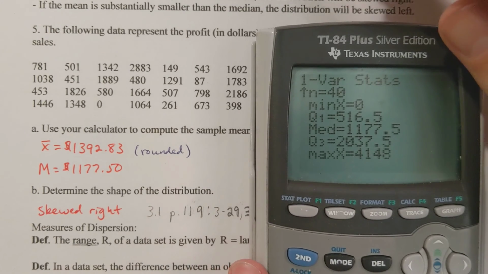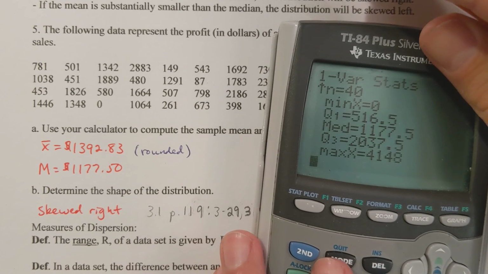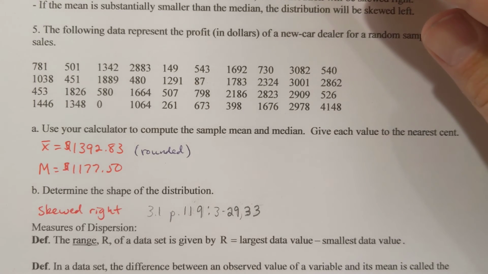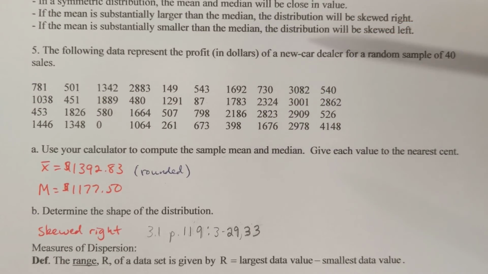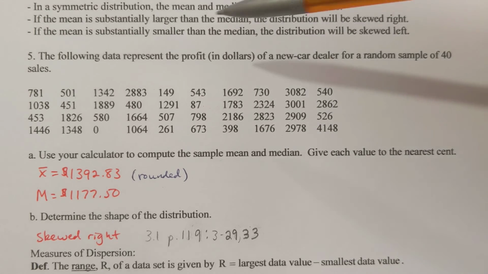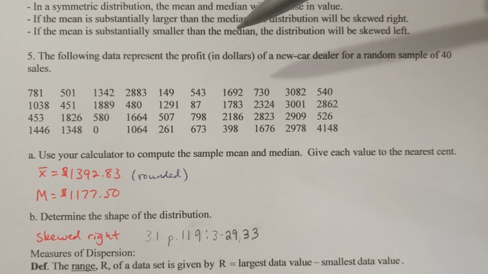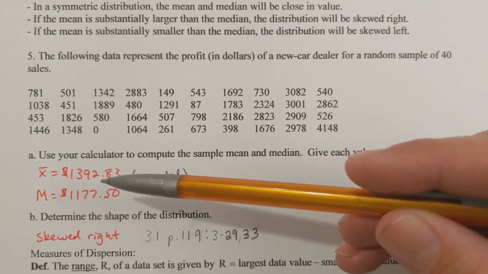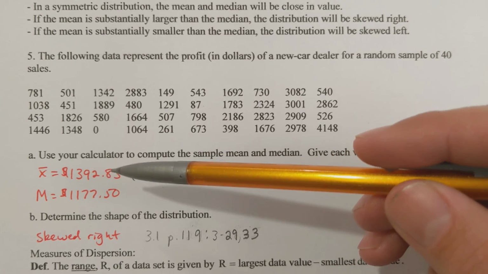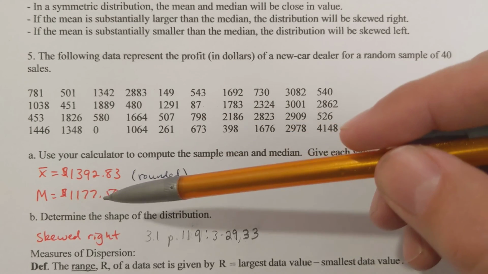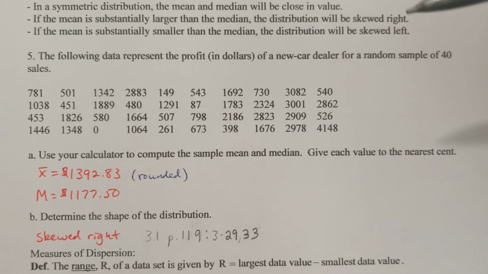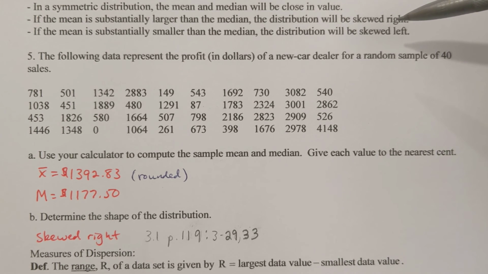Okay, and they want us to determine the shape of the distribution. Okay, so I would basically use the information that I wrote up here. So if the mean is substantially larger than the median, that's what I see. So $1,392.83 is larger than $1,177.50, right? Then the distribution would be skewed to the right.